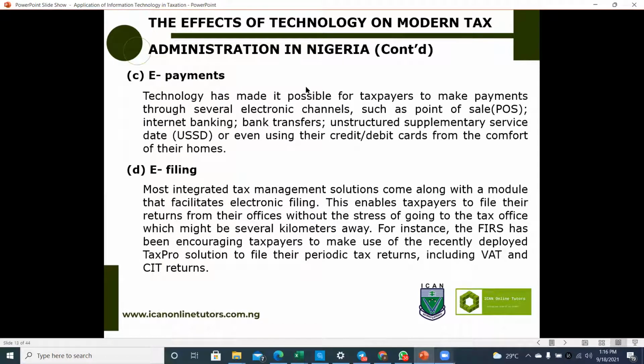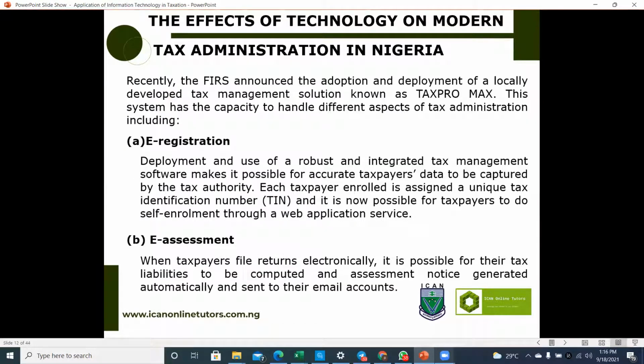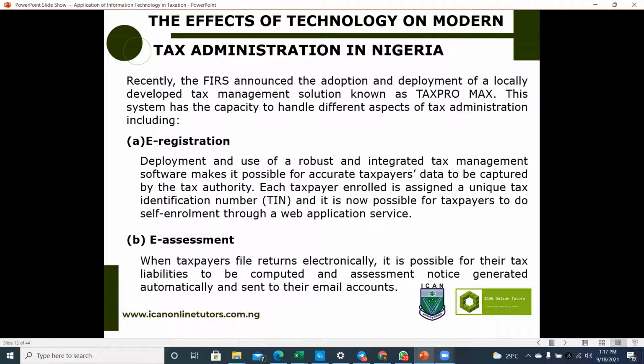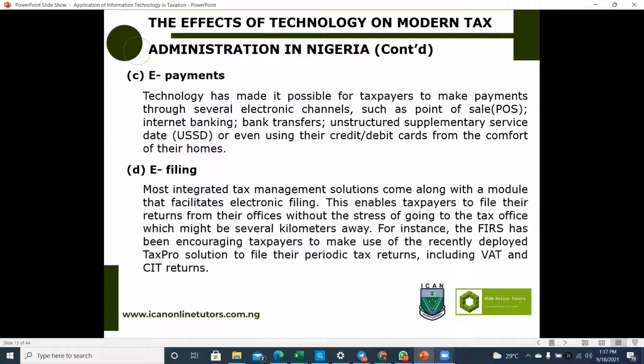We have e-payments. Upon successful filing, we mentioned that an e-receipt or e-assessment, electronic assessment, will be generated for the purpose of payment. An electronic assessment will be used for payment.